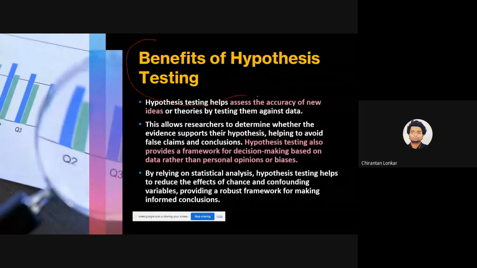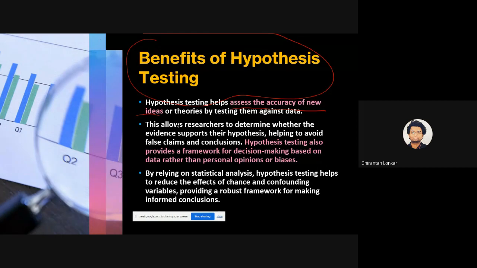So what are the benefits of hypothesis testing? Why should I use hypothesis testing? What's the benefit? Hypothesis testing helps assess the accuracy of new ideas. See guys, whenever I come up with a new idea, a new theory, I have to assess its accuracy, right? I won't shoot arrows in the dark. Especially if you are doing a startup, or want to do one, you always build an MVP. MVP is a minimum viable product, and you roll it out to some of your initial customers. Why? You want to test the waters. You want to see if the product really has product-market fit, if there is really a need for it. How are my customers perceiving that product? What are the views? What is the accuracy?